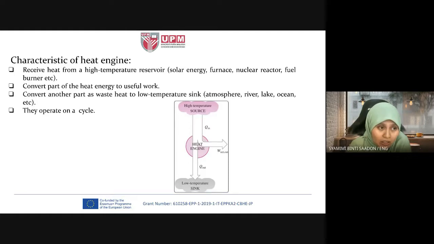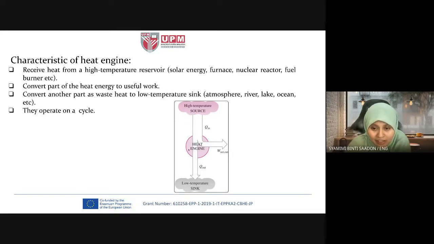Normally the lower grade of energy or lower grade of temperature is not high enough to be converted to work, so it will be rejected, it will be wasted. So it will be rejected to the low temperature sink, atmosphere, river, etc. So this is like a cycle. A heat engine will operate like a cycle. From the high temperature source, it receives heat, Q in, produces mechanical work, W net out, and heat is rejected, Q out. Here we don't have the work input yet from the compressor, right?